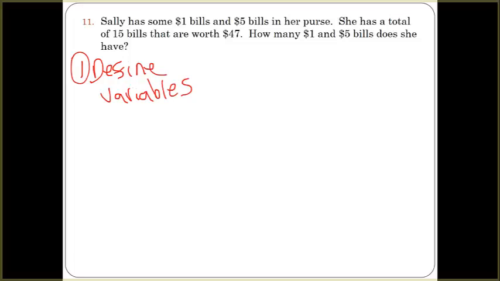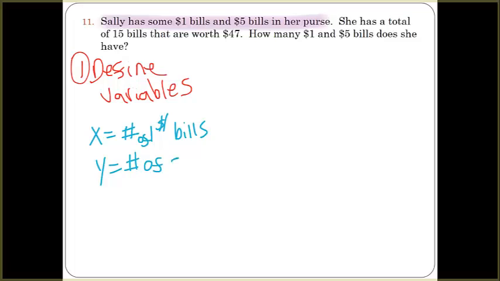So let's now read the problem. It says, Sally has some $1 bills and $5 bills in her purse, which means those are your variables. Usually your variables are defined in the first or second sentence. So I'm going to say my x value is the number of $1 bills. My y value is the number of $5 bills. So we have two variables. So that's done. So that's defining your variables.